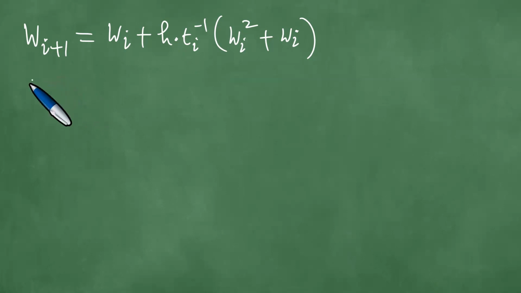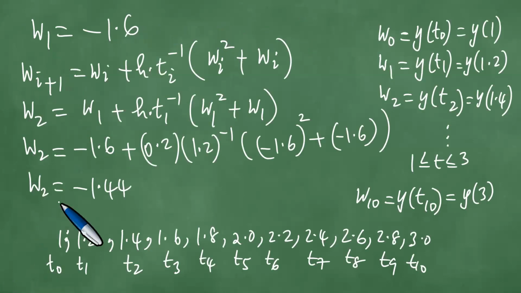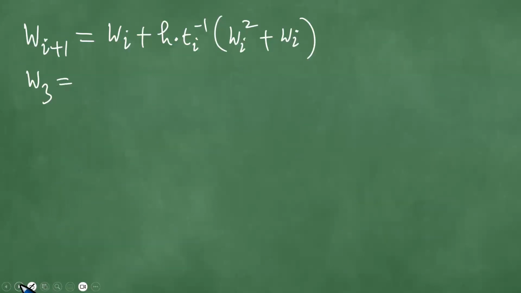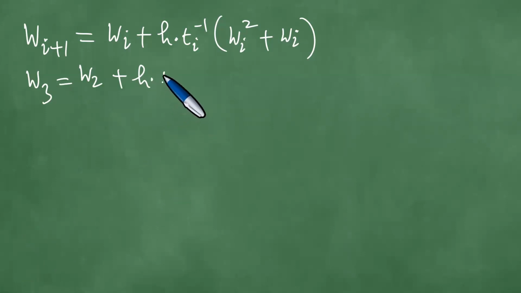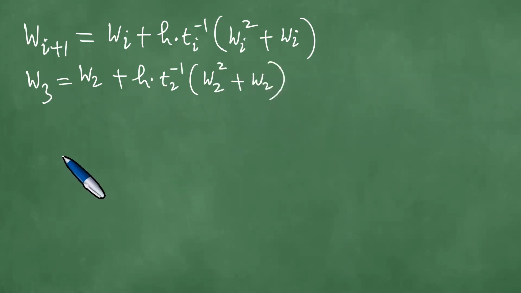Okay, let's do W3. I wanted to do just one more because we did W2 here. Let's just do W3. What is W3? When i is 2, it's W2 plus H, excuse me. So this one is going to be T2, W2.